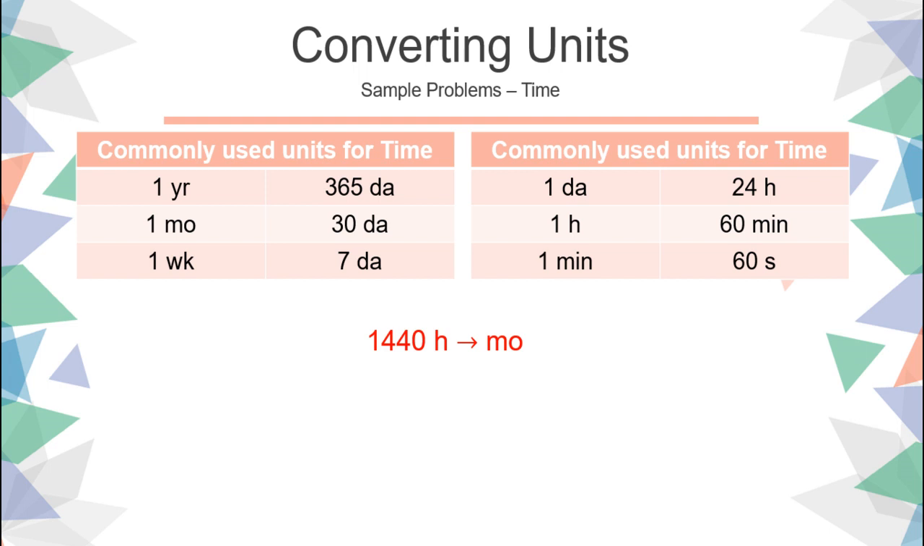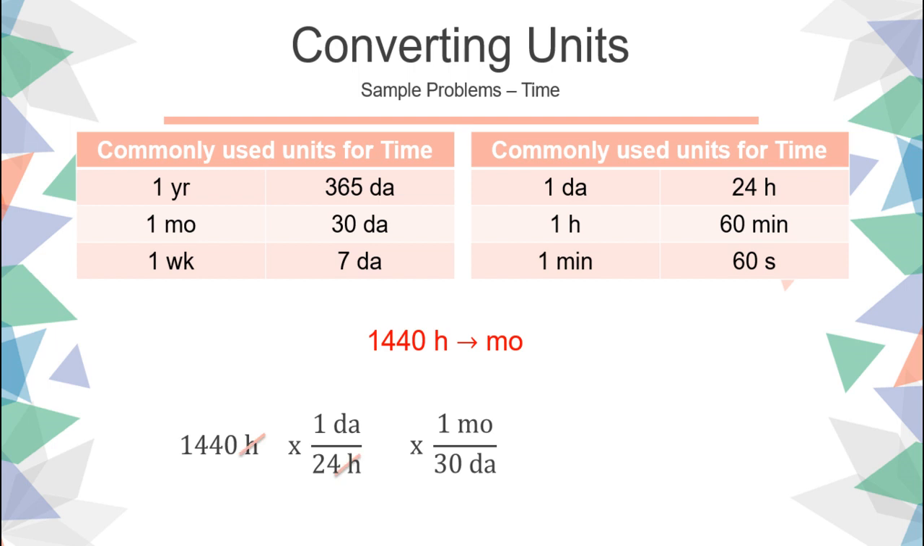Next. How about 1,440 hours to months? MO is our symbol for months. H is for hours. Okay? So, again, write the given. Then look for a conversion factor. So, 1 day is 24 hours, and 1 month is equal to 30 days.